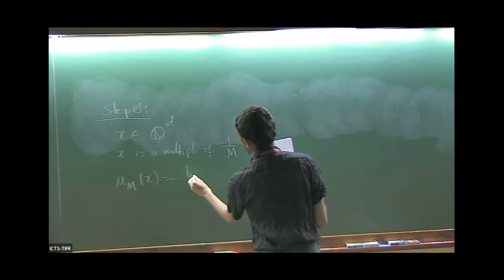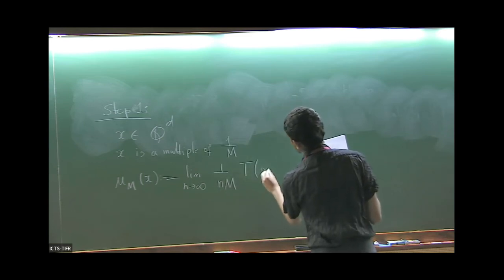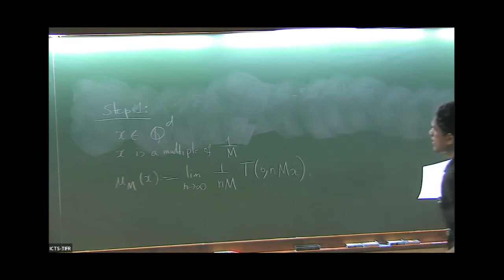Because x is a multiple of 1 over m, that means m times x is a vector in Z^d. So there is no problem in defining this T_0,nmx. We use the theorem about the existence of limit constants in rational directions, which tells me that this limit exists, almost surely and in L1.